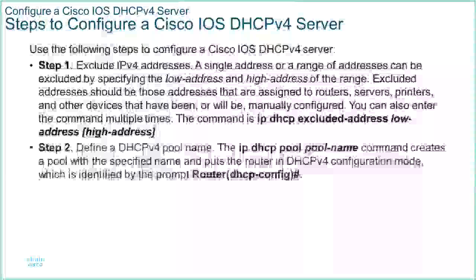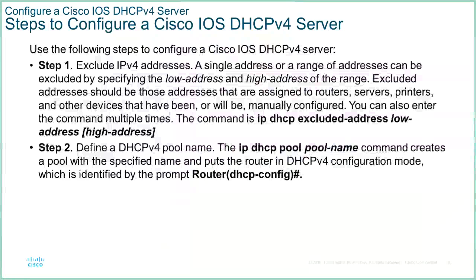So what you tend to do is exclude any of the address ranges that you don't want the pool to give out to devices such as your servers, your printers, anything you're going to statically assign addresses to. You tend to want to have those in the excluded range. And the command to do this is ip dhcp excluded-address, the lowest IP address that you want to start the exclusion from, to the highest address in the range that you don't want to assign out.